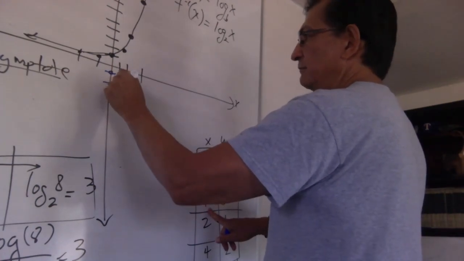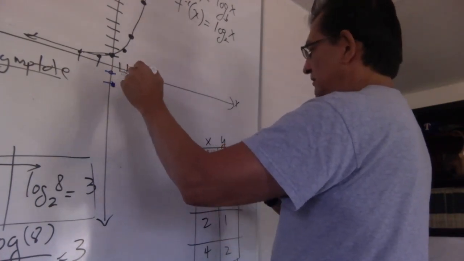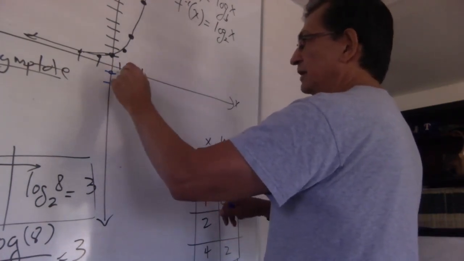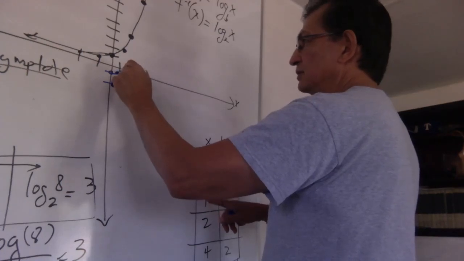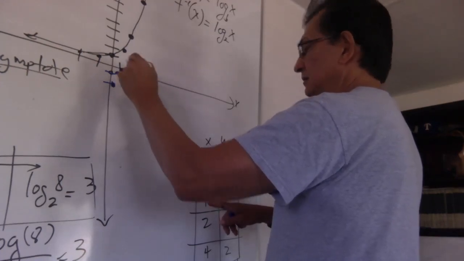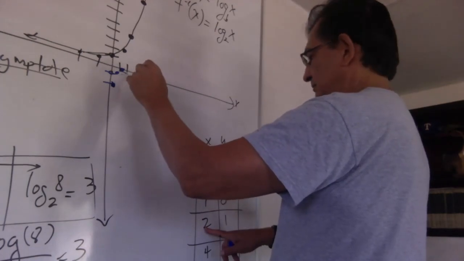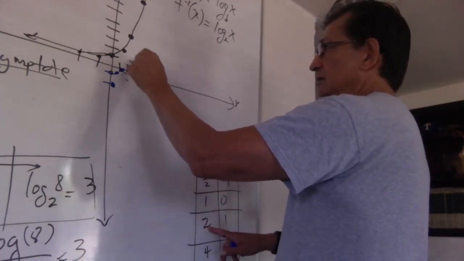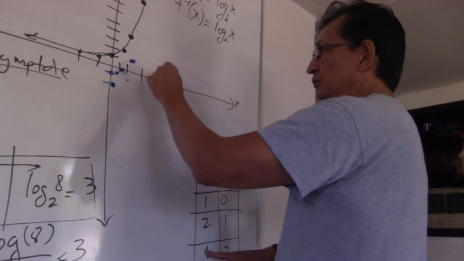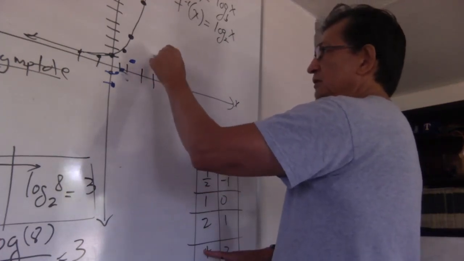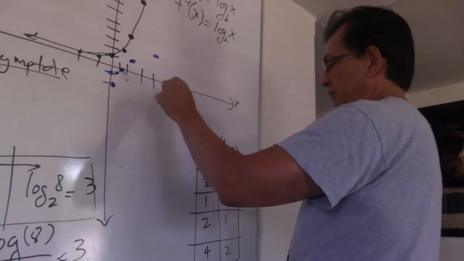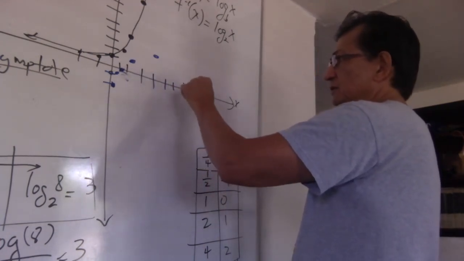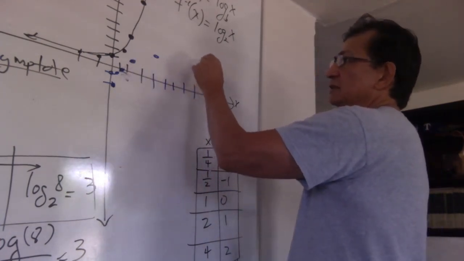This is a half here, and then a quarter, and then a half, and then 1. (0, 1) is here, and then (1, 2), and then (2, 4), and then (3, 8). So 4, 5, 6, 7, 8. (3, 8) is here.